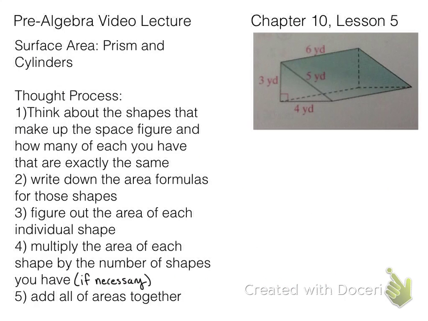Okay, so here are the steps for finding the surface area of basically any space figure. One, think about the shapes that make up the space figure and how many of each you have that are exactly the same. When I mean exactly the same, I mean have the exact same measurement, not just the exact same shape. All right?